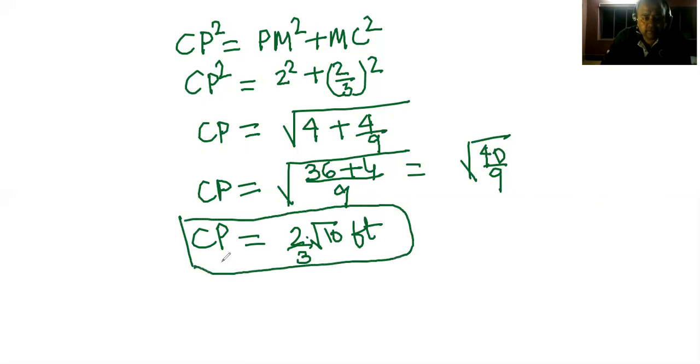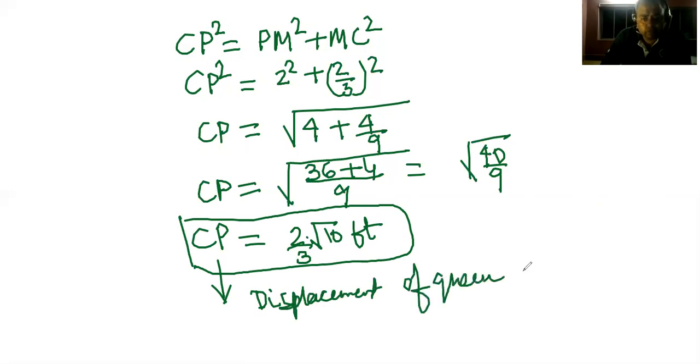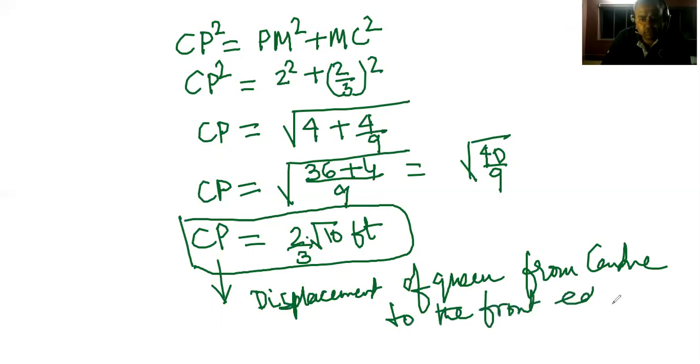What is CP? CP basically is the displacement of the queen from center to the frontage. I think, children, it is very much clear to all of you. Center to the frontage. So this is the first part of the question we have solved. Okay, then I move on to my next part of the question. I think it's very much clear to all of you.